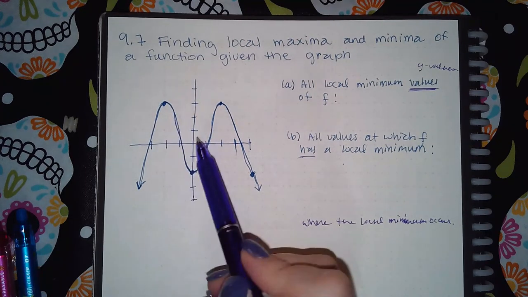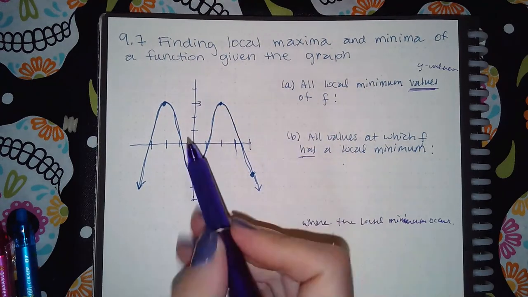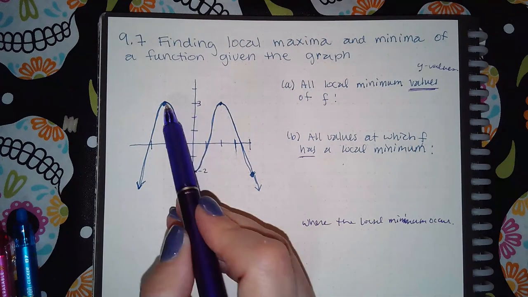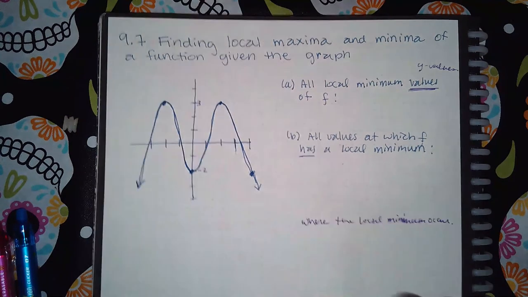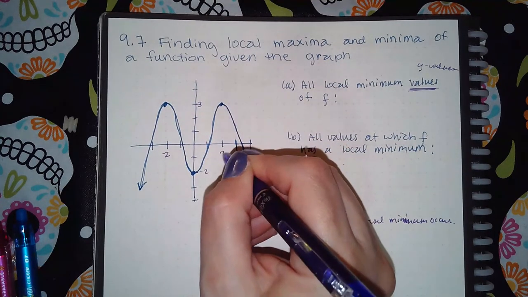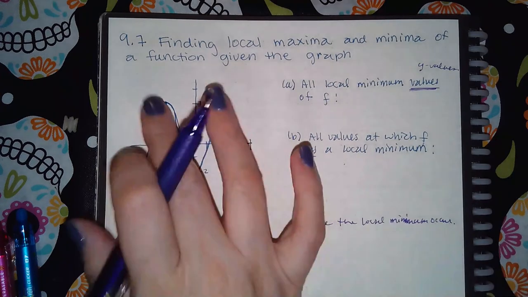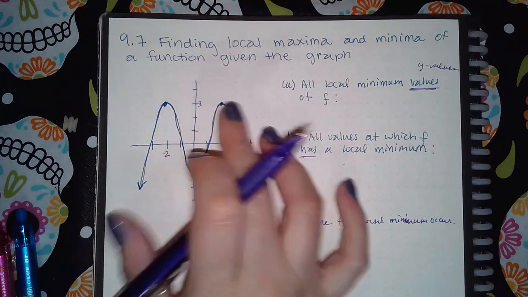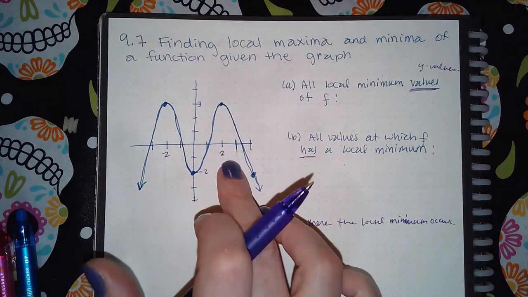So yes, this is a 1, 2, 3, 1, -2. The maximums here would be these two points, which would be the y value of 3. But where does the y value of 3 occur? It occurs at the x value -2, and it occurs at the x value of +2. Okay, so the local maximum would be 3, that same y value, but where does it occur? It occurs twice, right? -2 and 2.